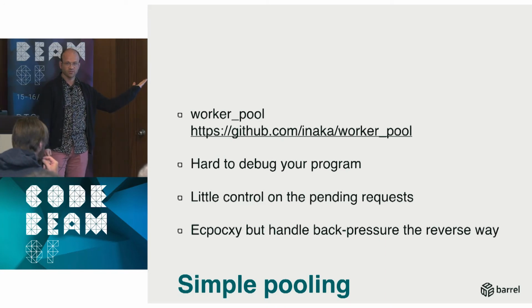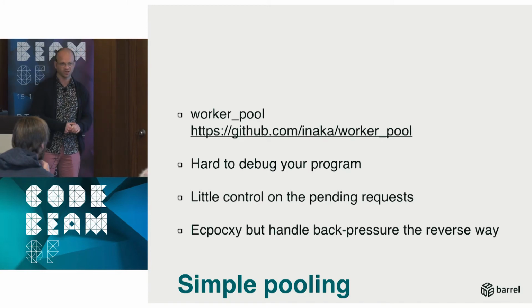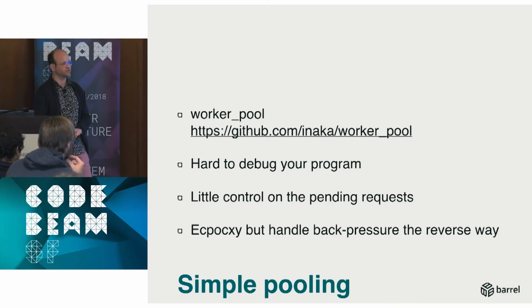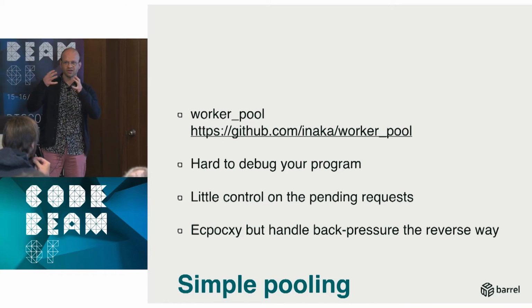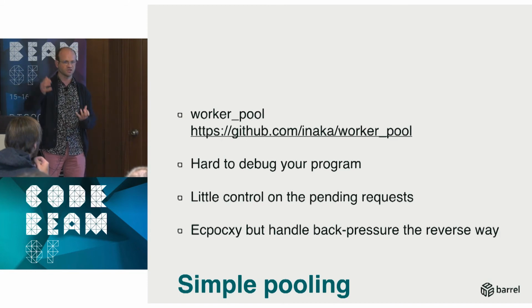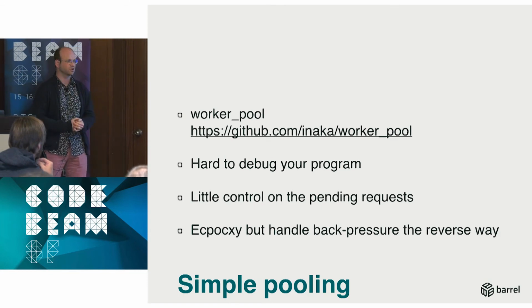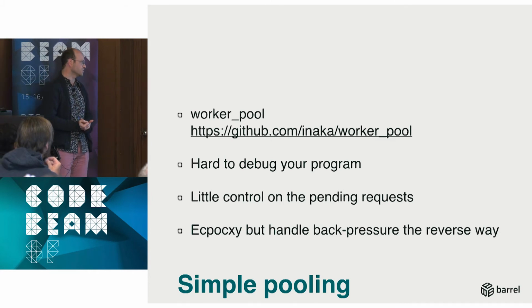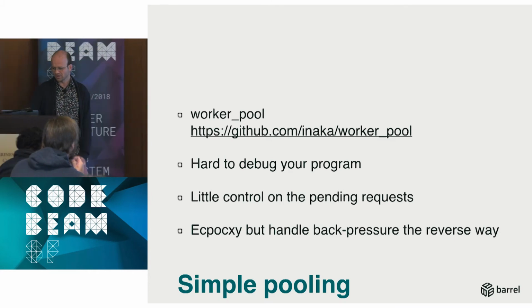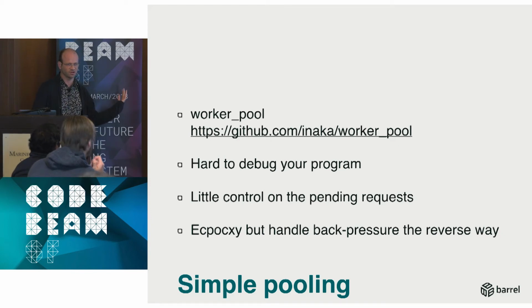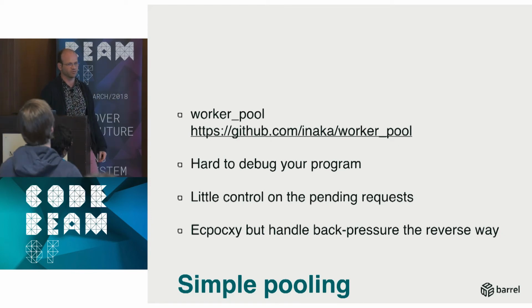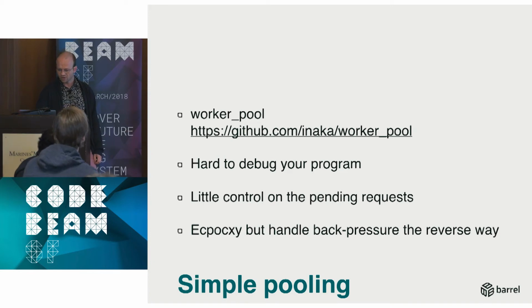Which is something offered by EC Proxy, a library from Duomark. I forgot to put the links, but if you go on the Duomark repository for that, it is mostly a fountain of processes. Each time you need a new process, it will spawn a new process depending on the load, and it is also able to handle back pressure, but in the reverse way. It handles back pressure by timeouting, mostly. So this is not what I really wanted to do. That, and the fact that we would have to do a lot of work on that library to have it working inside Barrel as of today.